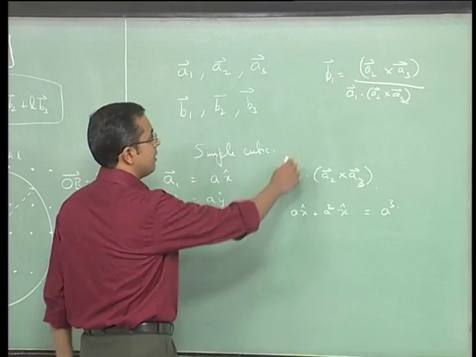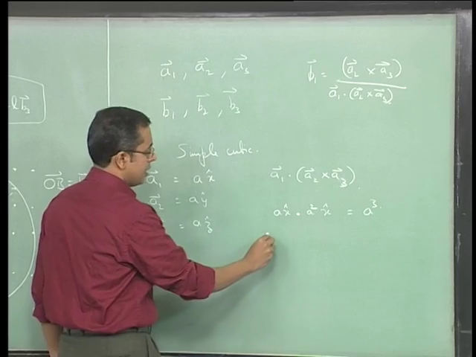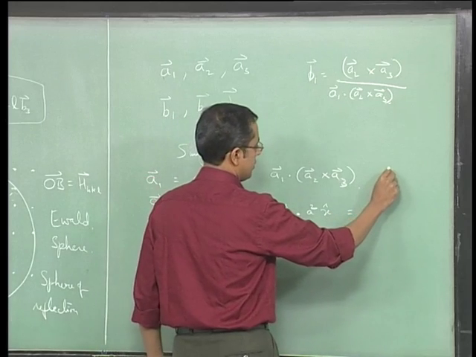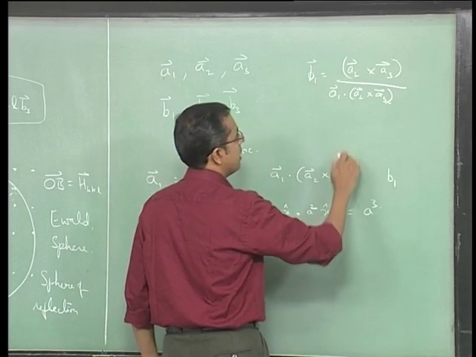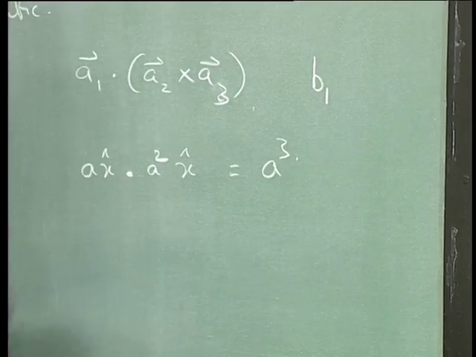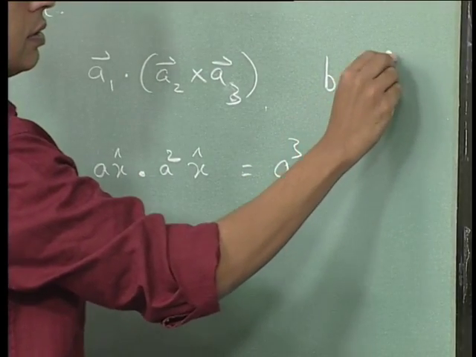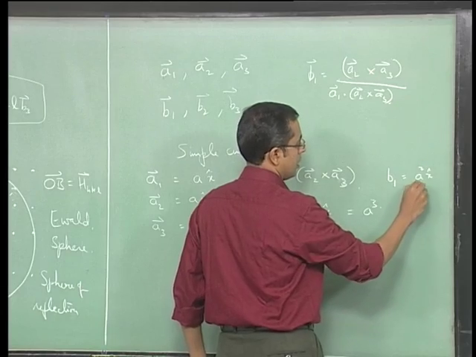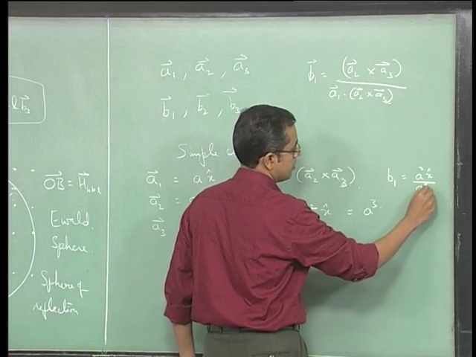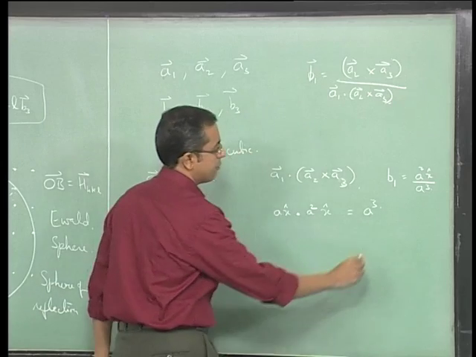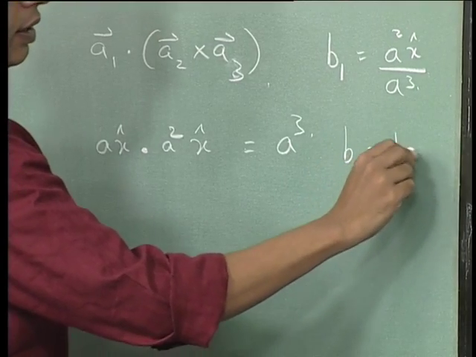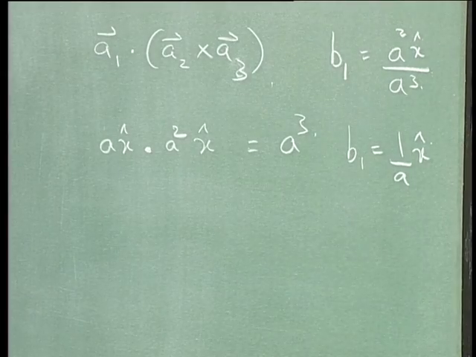So now we need to simply calculate B1, B2 and B3. B1 is A2 cross A3, which we already just calculated as A square x, divided by this volume A1 dot A2 cross A3, which is A cube. So therefore B1 equals 1 by A, x cap.